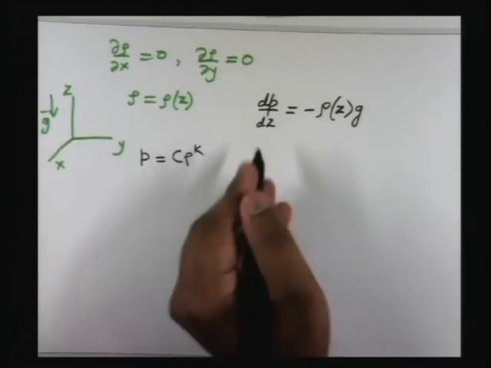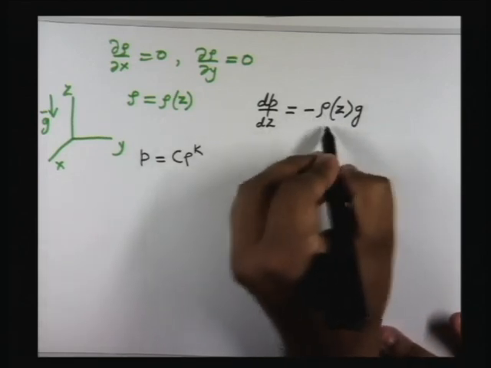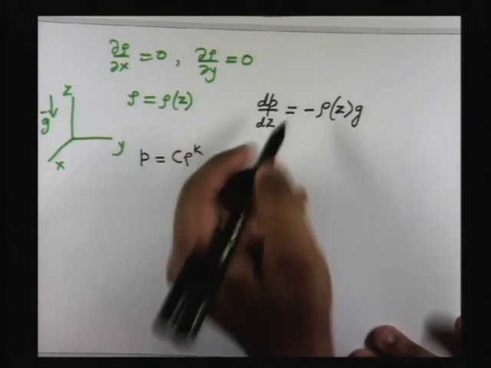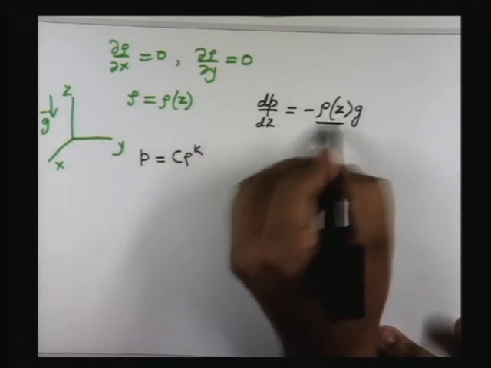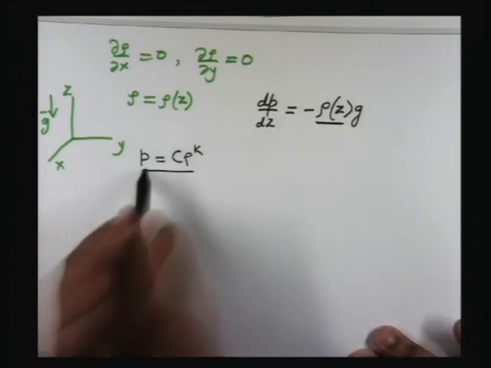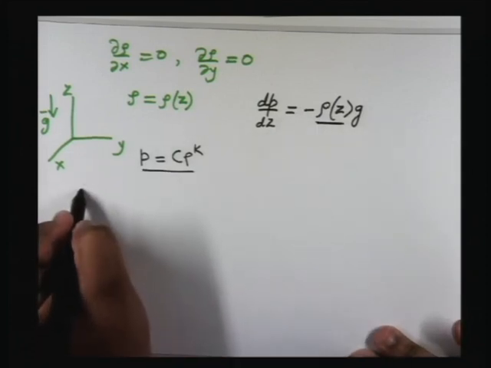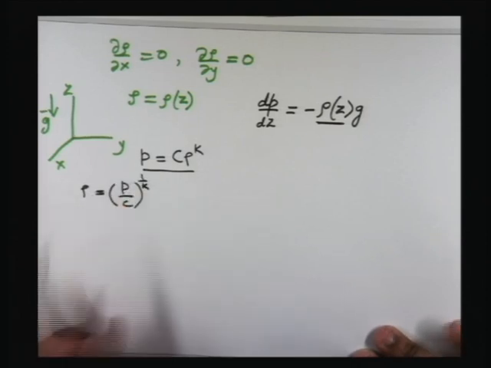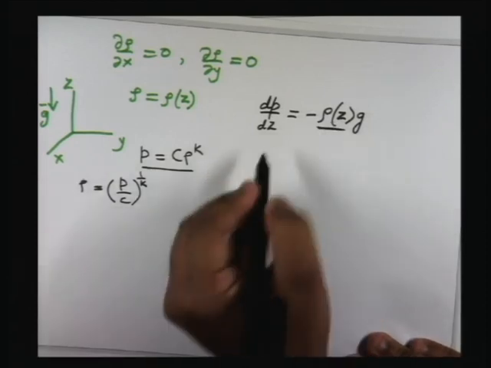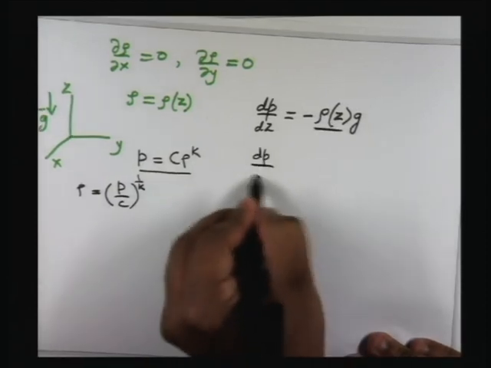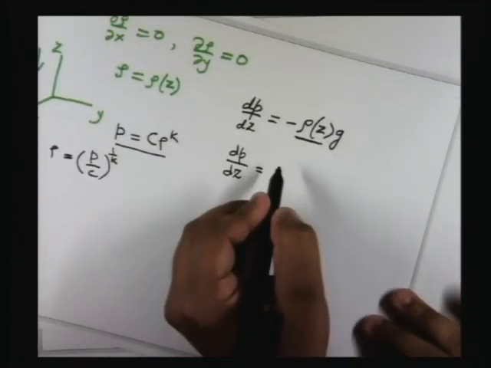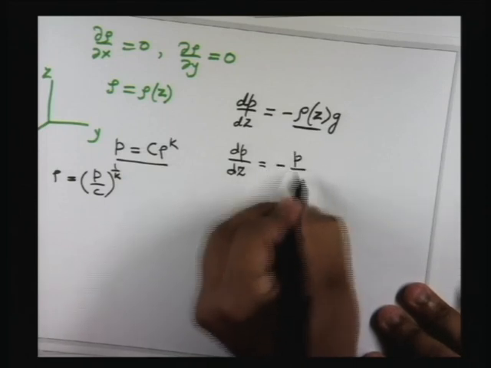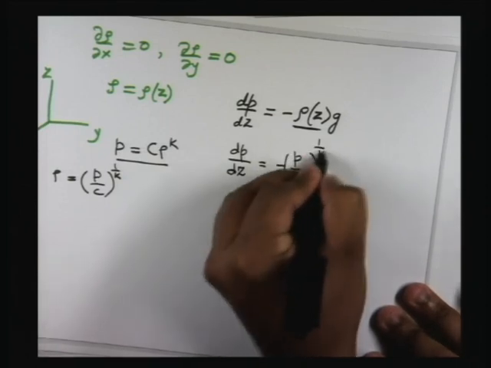Now what we do is we try to express this equation in terms of pressure and z only. Since we have to obtain the pressure, we need to convert this rho, we need to write this in terms of pressure, which we can write from here. So this we can write as rho equal to P by C to the power 1 by k. So let us substitute rho here. So we'll write minus P by C to the power 1 by k into g.